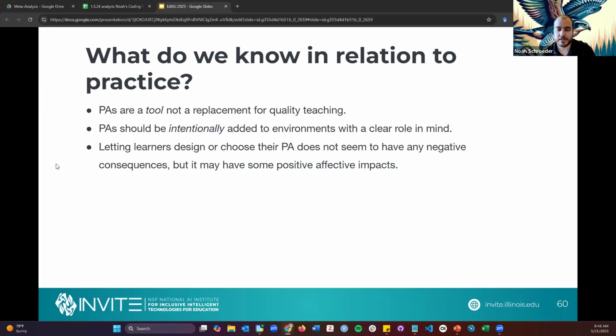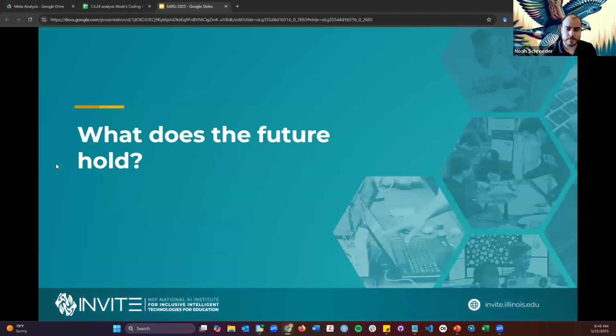And lastly, something that was actually a reasonably large implication from this work is that letting learners design or choose their agent doesn't seem to have any negative consequences at all in regards to learning outcomes, but it might have some positive effective impacts in how they perceive their experience.